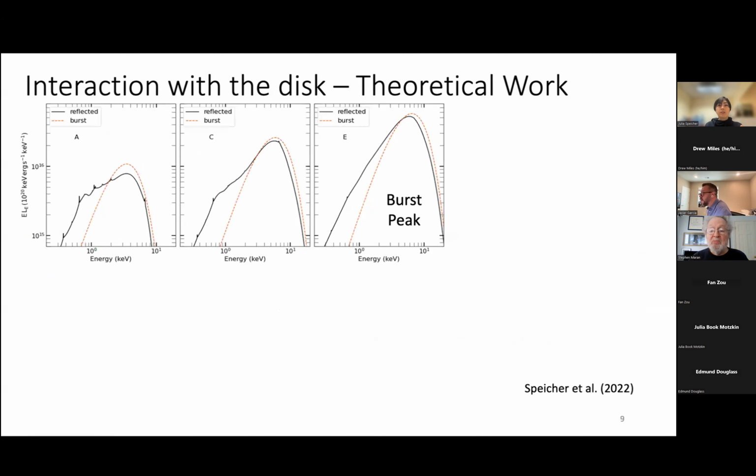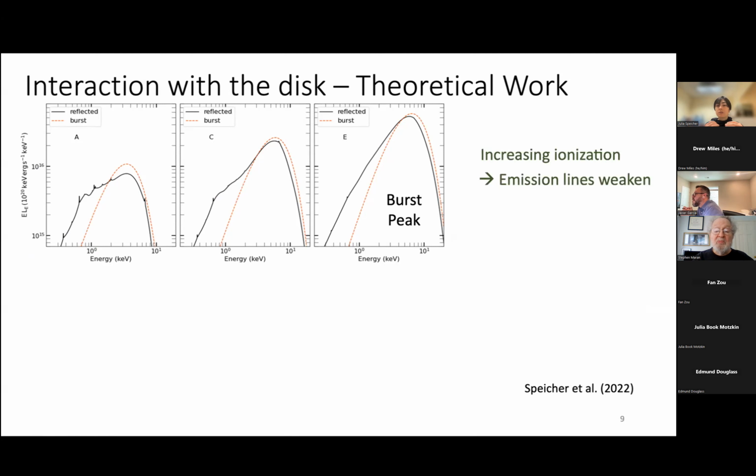These integrated reflection spectra for different time intervals along the burst evolution can be seen in this figure here. The black solid line shows the reflection spectrum, and the red dashed line shows the emission of a burst irradiating the upper surface of a respective reflecting region. And you can see by following the reflection spectrum evolution from left to right that as the burst gets stronger, the disk gets increasingly ionized, which weakens the emission lines.